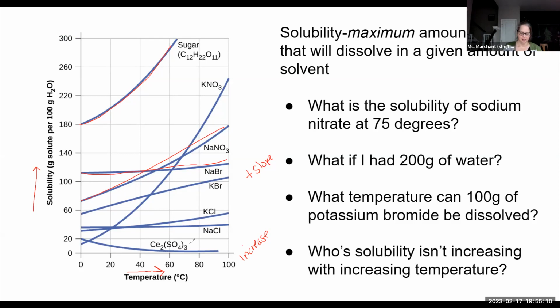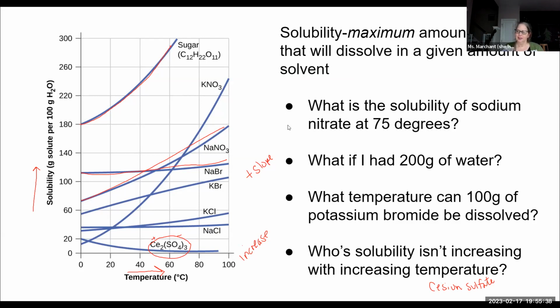There's somebody here that's not agreeing with that. That is cesium sulfate. Cesium sulfate. Okay, no prefixes because it is a cation and an anion when we're naming him. So he is not increasing with increasing temperature. His solubility is decreasing or going down with increasing temperature.